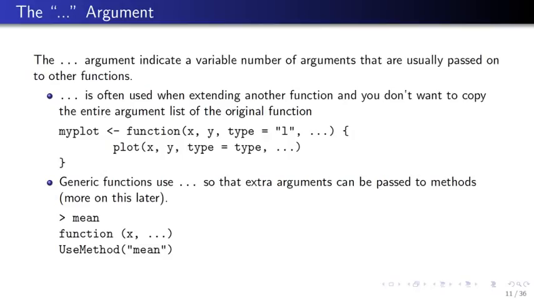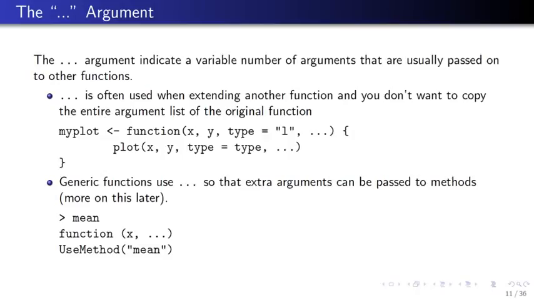So for example, you might want to extend the plot function, and just have a little bit of a tweak or change some of the defaults. You might create a function called myPlot, and myPlot will replicate some of the arguments of the original plot function, like x and y, but it's going to change the default type argument so that instead of creating circles for points, you want it to create lines. So you say type equal to L.